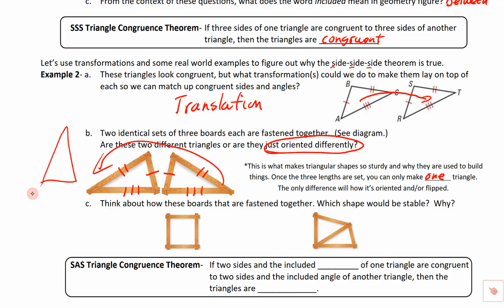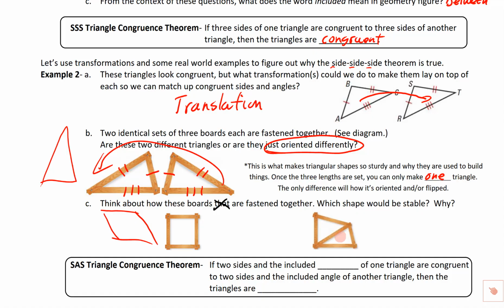Now, there are other shapes that don't work like this. Triangles have this unique property. So I want to show you an example on 3. It says, think about how these boards are fastened together. Which shape would be stable and why? Well, if we've just got a nail or a screw in between each one of these, you've probably all seen something like this. Maybe even the end of a cardboard box would work like this. We could basically just tip this over and we could make a shape that looks like this. Still having the same four boards put together, but it wouldn't be very stable.